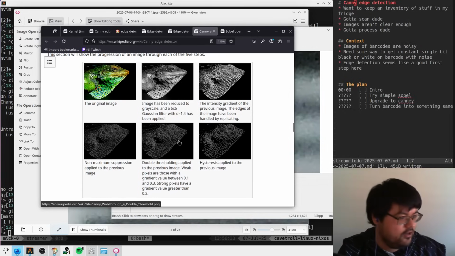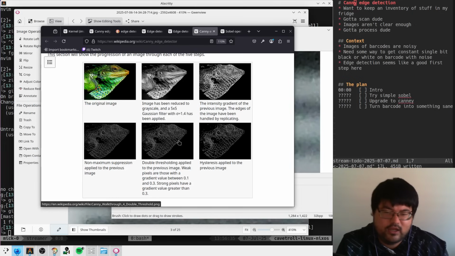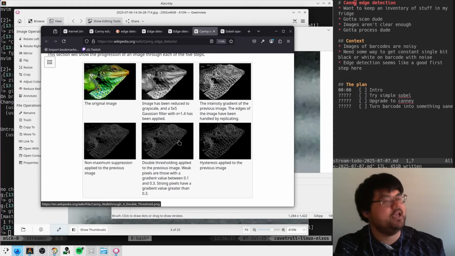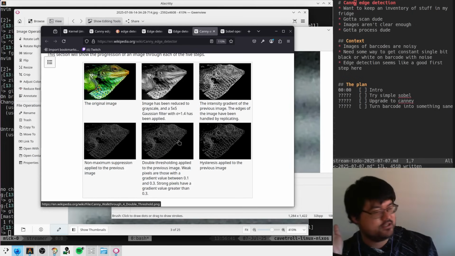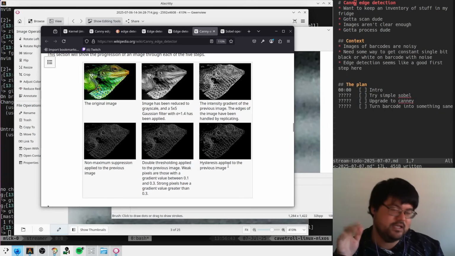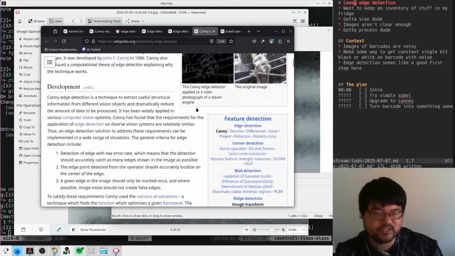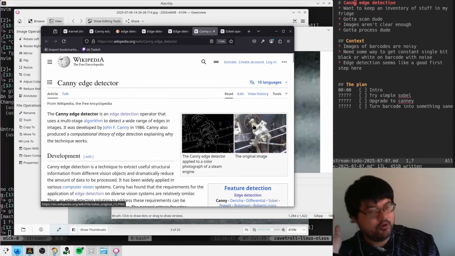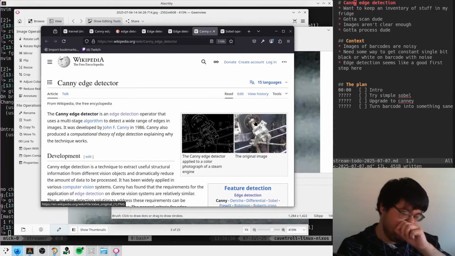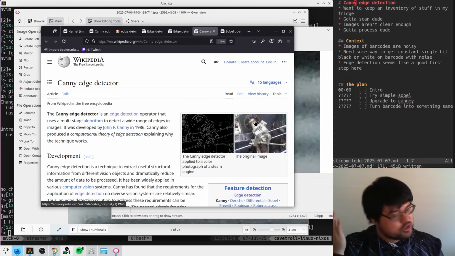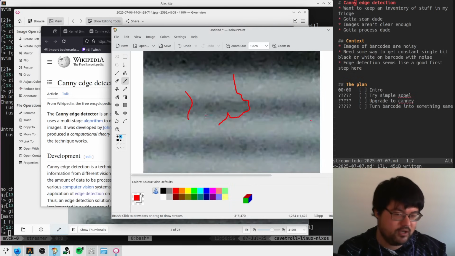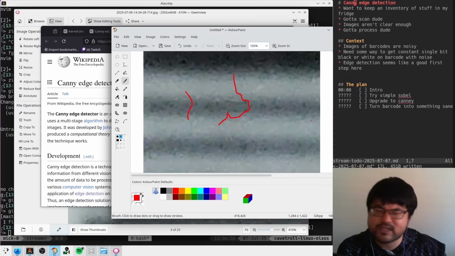So I'm thinking the plan for today is to take some ideas from this, see if we can get some cool edge detection working, see how each step of this improves the edge detection, and then hopefully we'll rip through all of that and we can try to process our barcode into something a little bit more reasonable. That's the plan for the day.